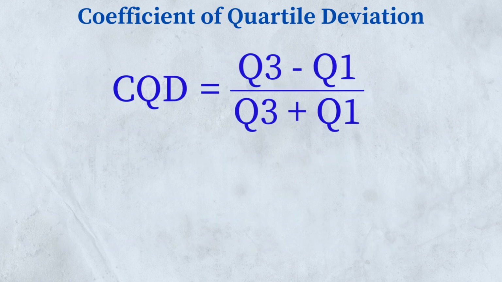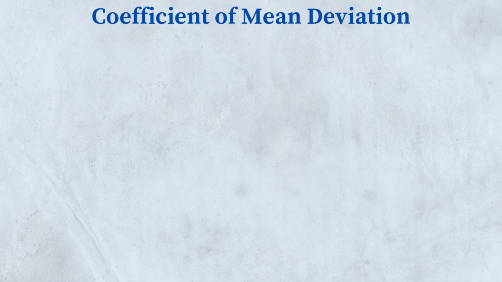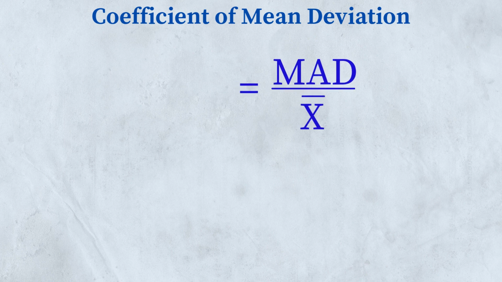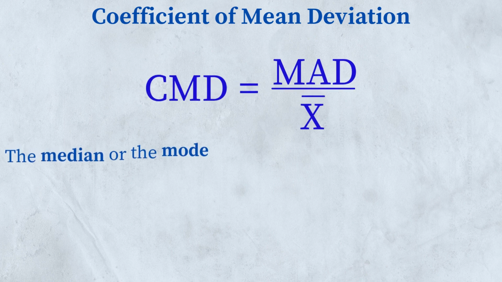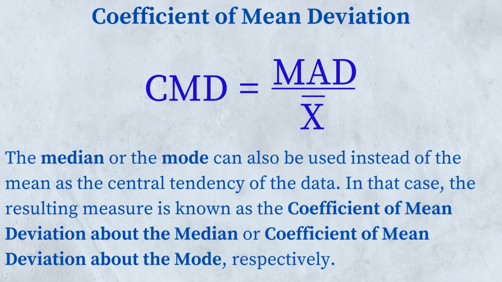Similar to the coefficient of variation and coefficient of range, the coefficient of quartile deviation is useful only for ratio data, as negative values can misinterpret its meaning. The coefficient of mean deviation is calculated by dividing the mean absolute deviation by the average. However, the median or the mode can also be used depending on the specific analytical interest.